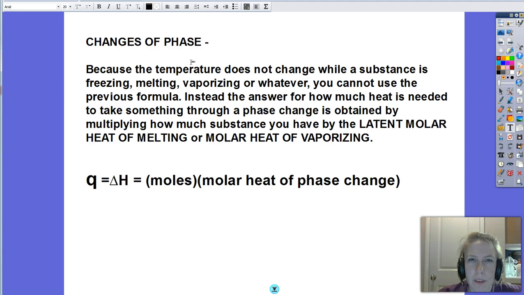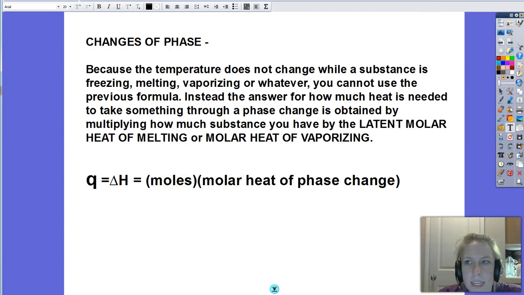You can't use Q equals MC delta T. What you need to use is the latent molar heat of melting, or what we call the molar heat of vaporization. And that is a value that you will find on a lovely little table that looks like this, which I happen to be giving you. And that's where you'll find the values.